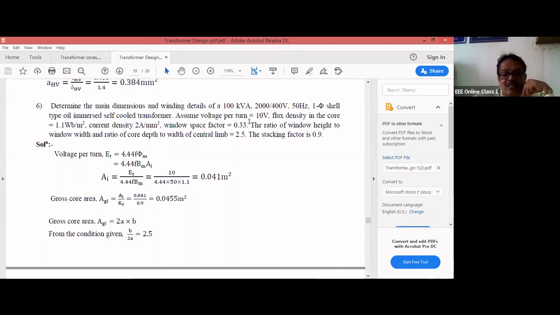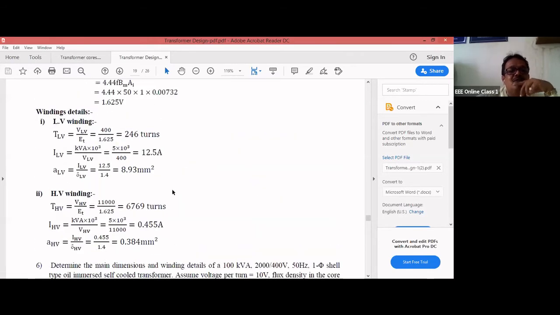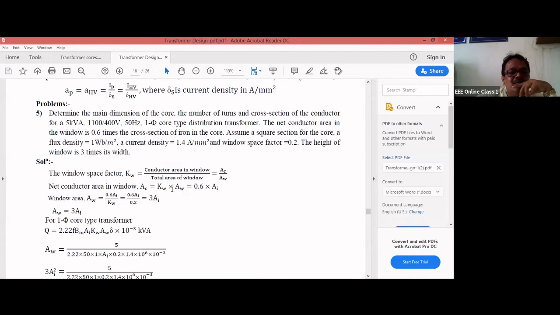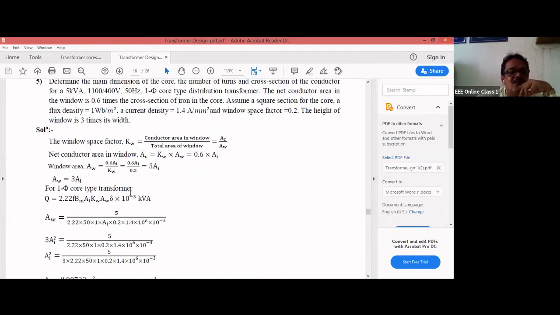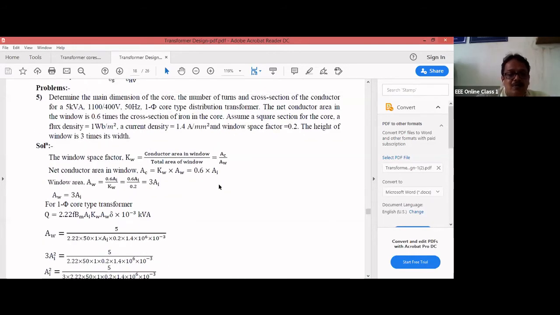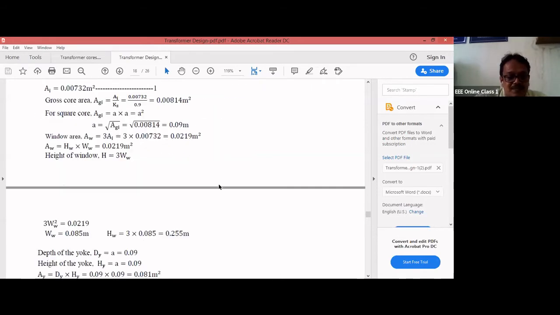Once again, based on the data given, try to calculate the Ai, the net iron area. If they give Et, it's easy to find out Ai. So Ai is equal to Et divided by 4.44. Otherwise, if they don't give Et, then these are the steps you have to follow. So you go through the problem twice, thrice, and based on the data given, try to solve the problem.